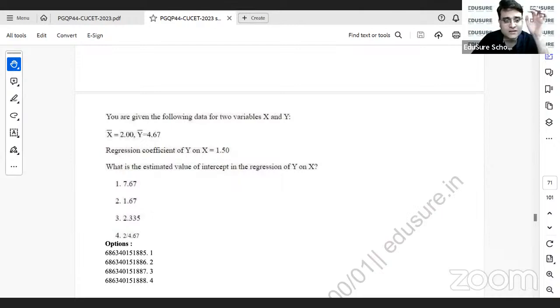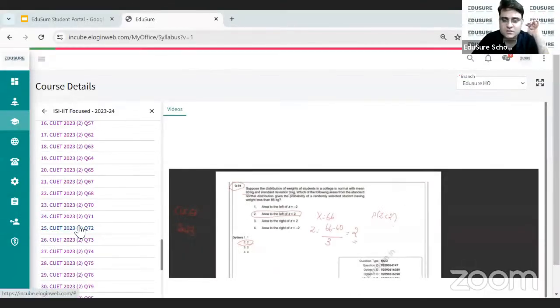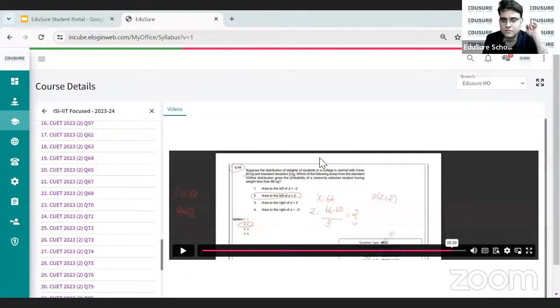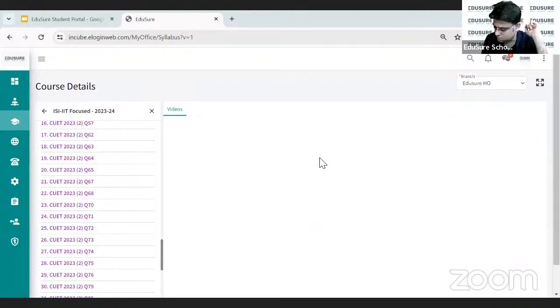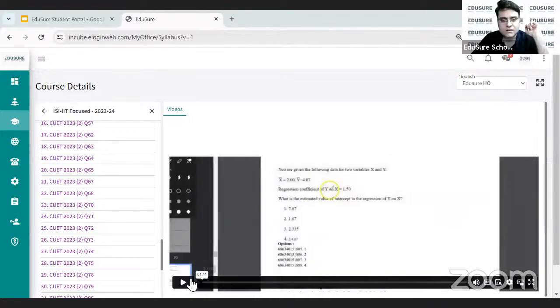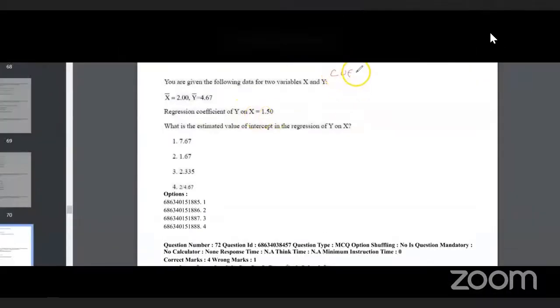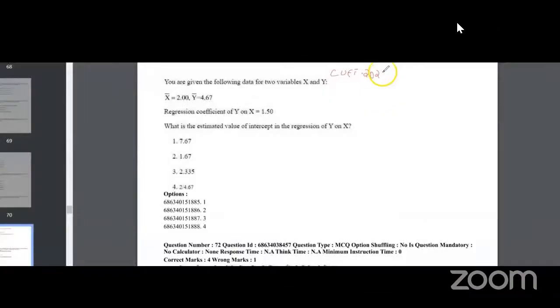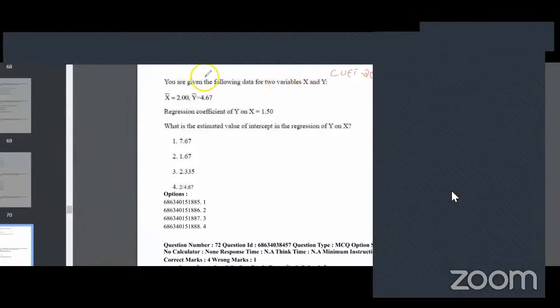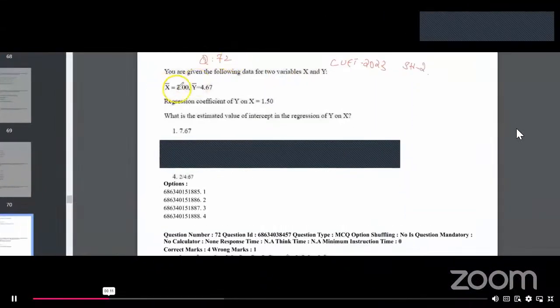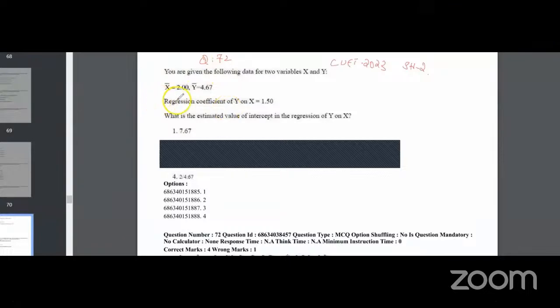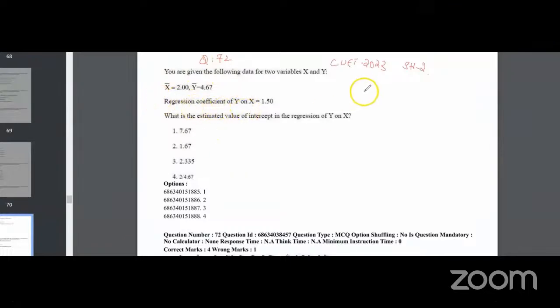So the doubt that has come in is CUET shift 2, question number 72. Just click on this and we can go into question number 72 immediately. Nisha, let's take a look at that. CUET 2023 shift 2, question number 72. You are given the following data for two variables, x bar and y bar. Regression coefficient is also given.